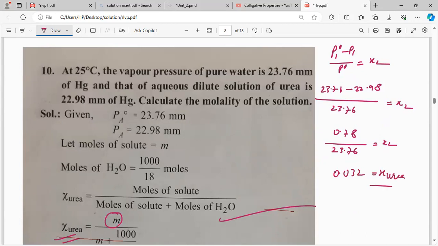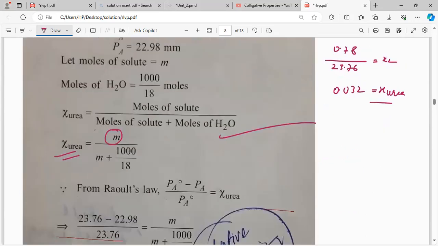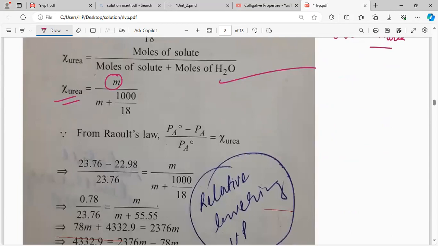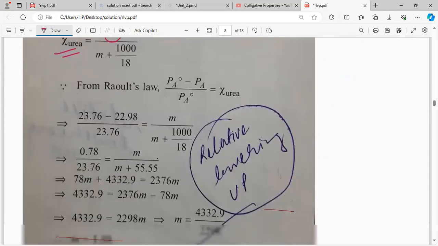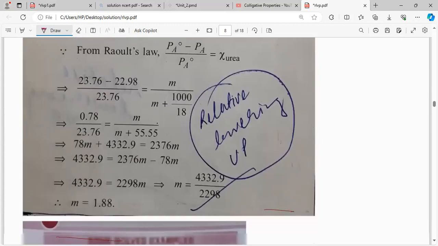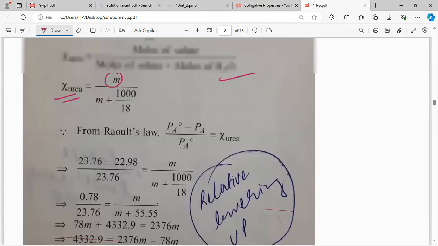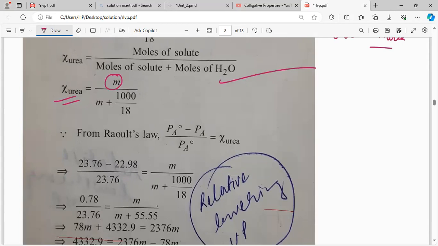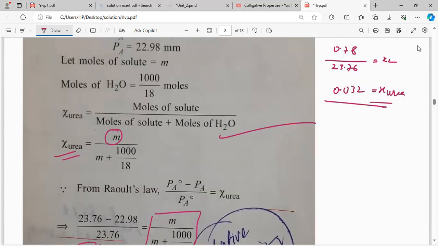Here also you can see in the book how much they are getting. They did not calculate the X urea from Raoult's law actually. Urea they should calculate now. Directly they are plugging the values here: 0.78 divided by 23.76. So this is same coming now, 0.032, what we are getting. But they are doing a little bit difficult method.